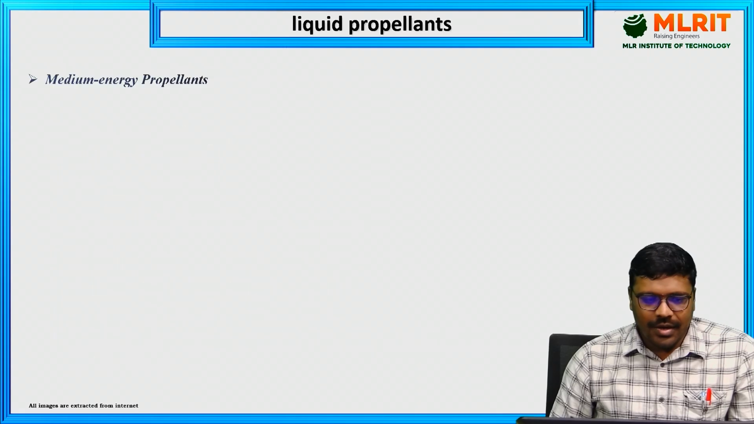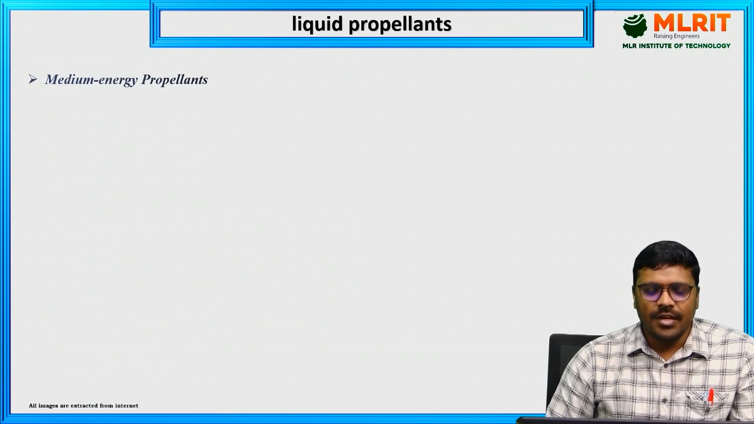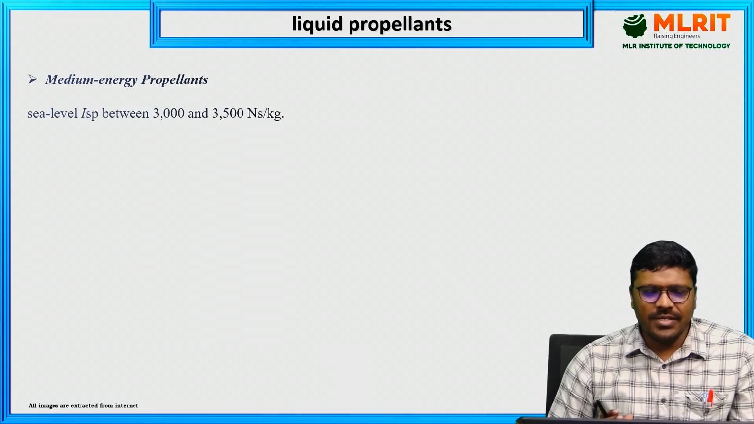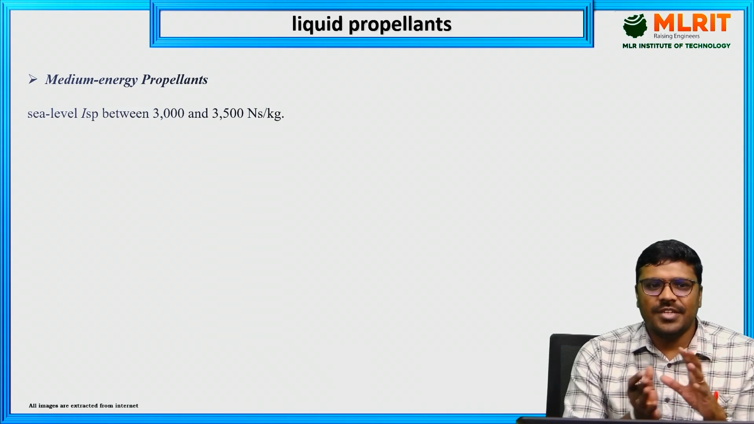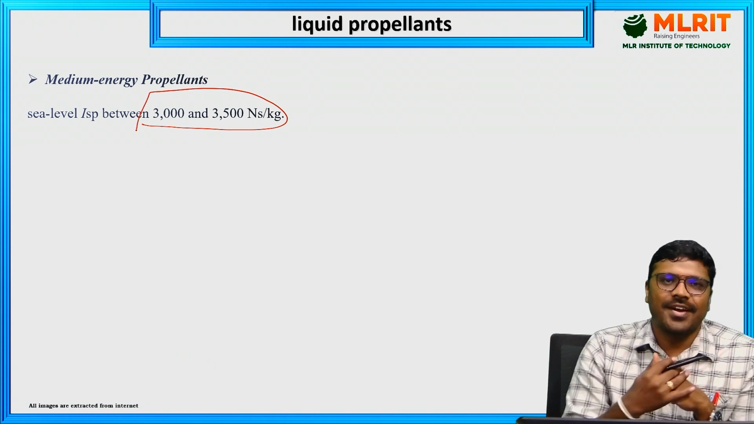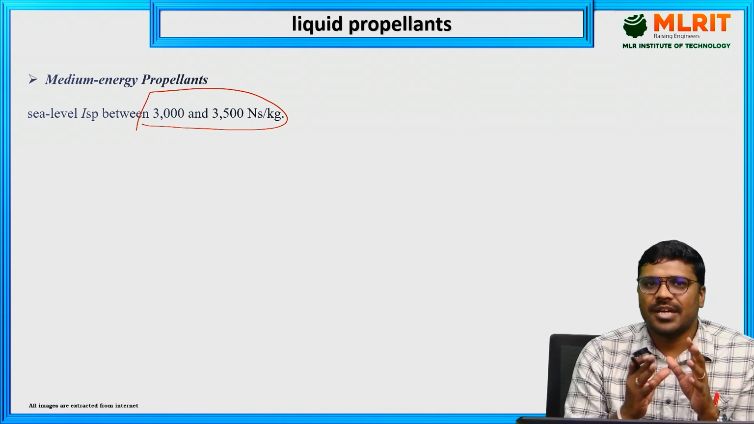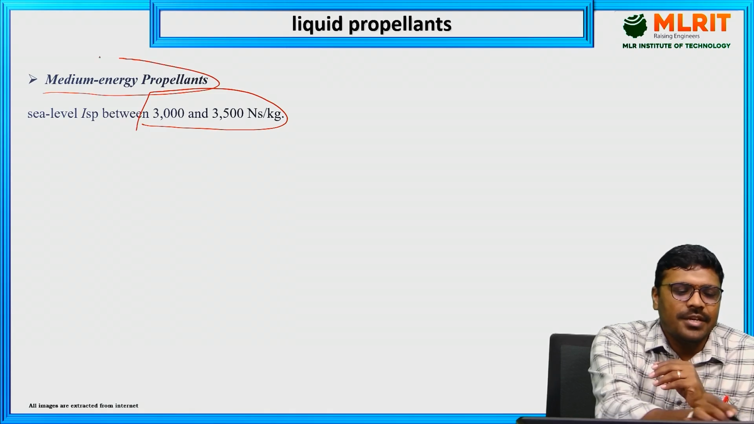Okay, next, medium energy propellants. The propellants having a specific impulse between 3000 to 3500 Newton second per kg are called medium energy propellants.